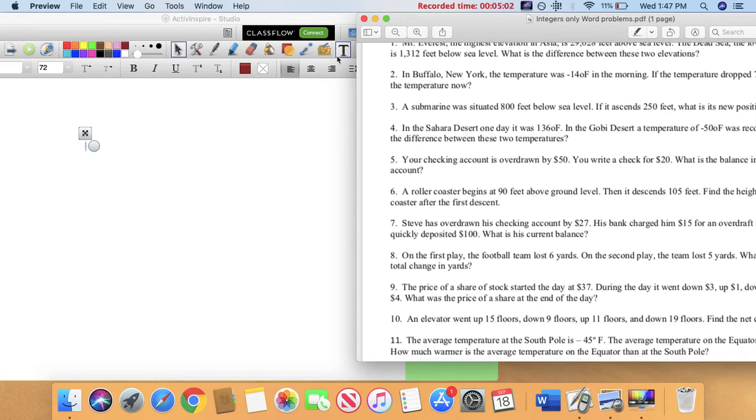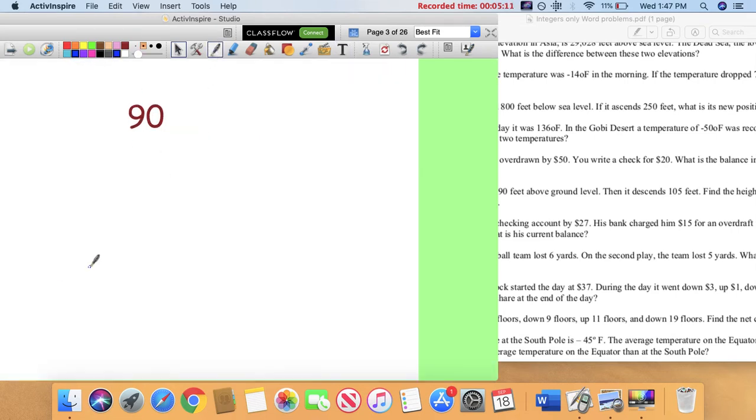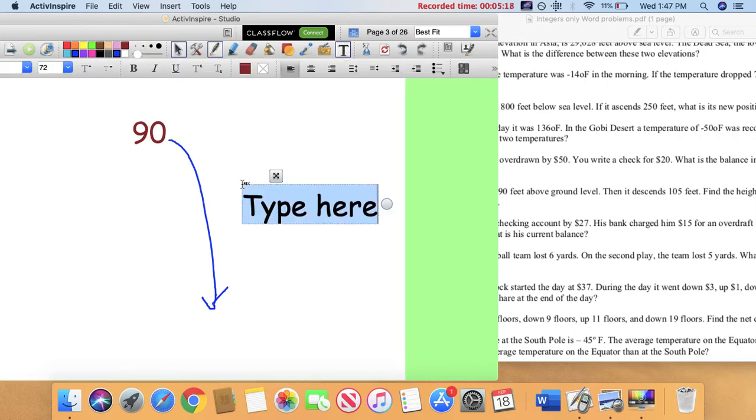Problem 6: a roller coaster is at 90. So you start all the way up here, which is positive 90. And I'm going to sort of draw this. And it says that it went down 105 feet. So if you were at 90 and you dropped 105, where are you now?